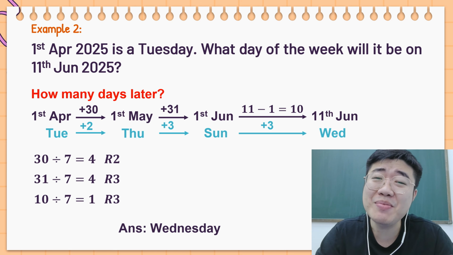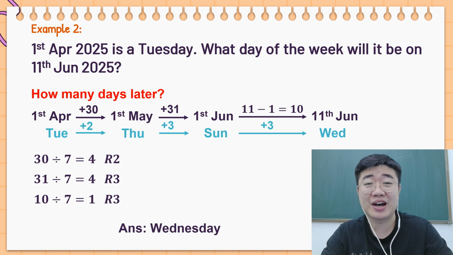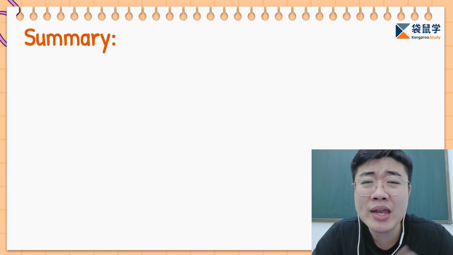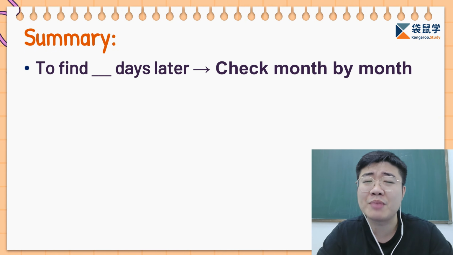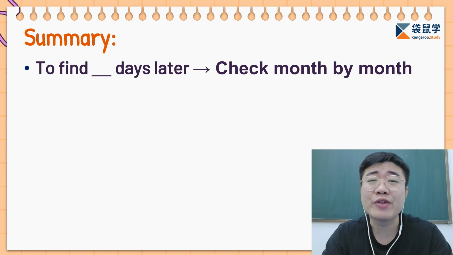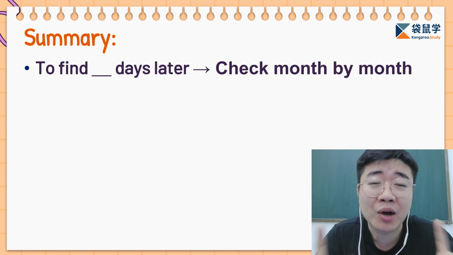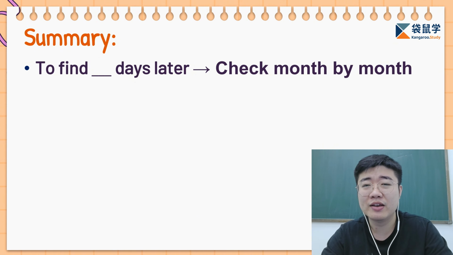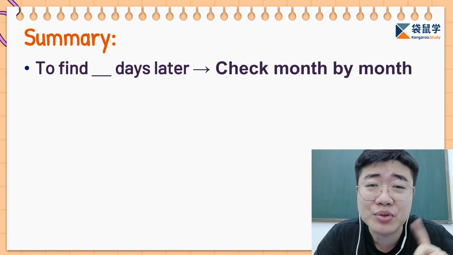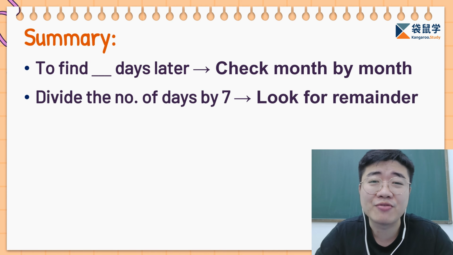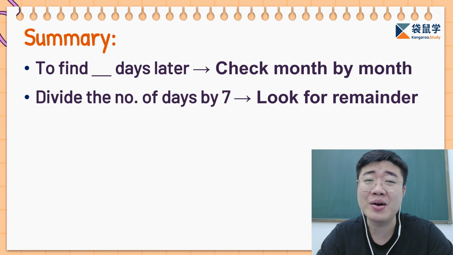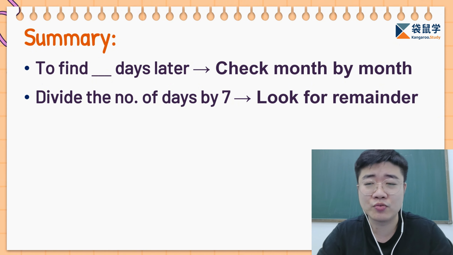Now, after we are clear about this question, let's also do a quick summary. In this question, we are checking month by month to find the number of days later. And when we are doing so, of course, we must know how many days there are in each month. After that, we have to divide the number of days by 7. From there, we can find the remainder. The remainder will tell us how many days later in the week.